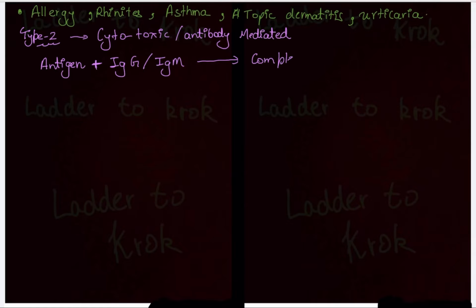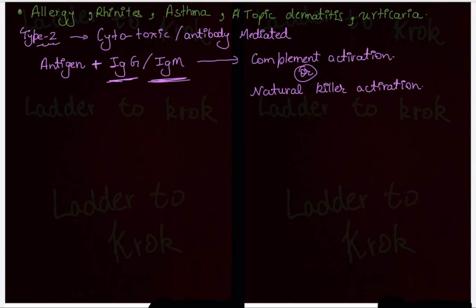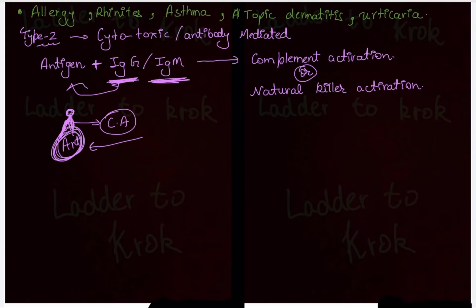They activate complement activation. Basically, the function of complement is lysis of the cell. Lysis means breakdown of that cell. Or they activate natural killer activation. So in this, IgG and IgM identify the antigen, suppose this is the antigen, and they go and bind to it. They activate complement or natural killer activation. When the complements activate, they come and do lysis of this cell, lysis of this antigen. This is a normal response.